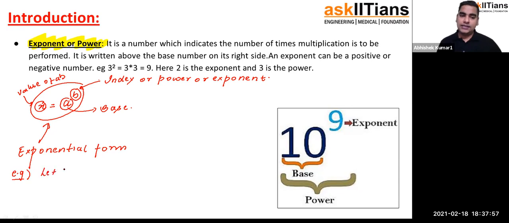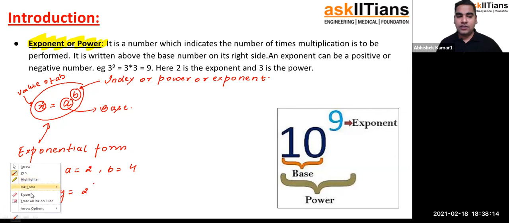Let's say a is 2, b is 4. Okay, a is 2 and b is 4. Then what is the exponential form that we are going to have? The exponential form will be x is equal to 2 raised to the power 4. I don't know what the value of 2 raised to the power 4 is, but for the sake of simplicity, right now I am calling it x. So x will be 2 raised to the power 4.